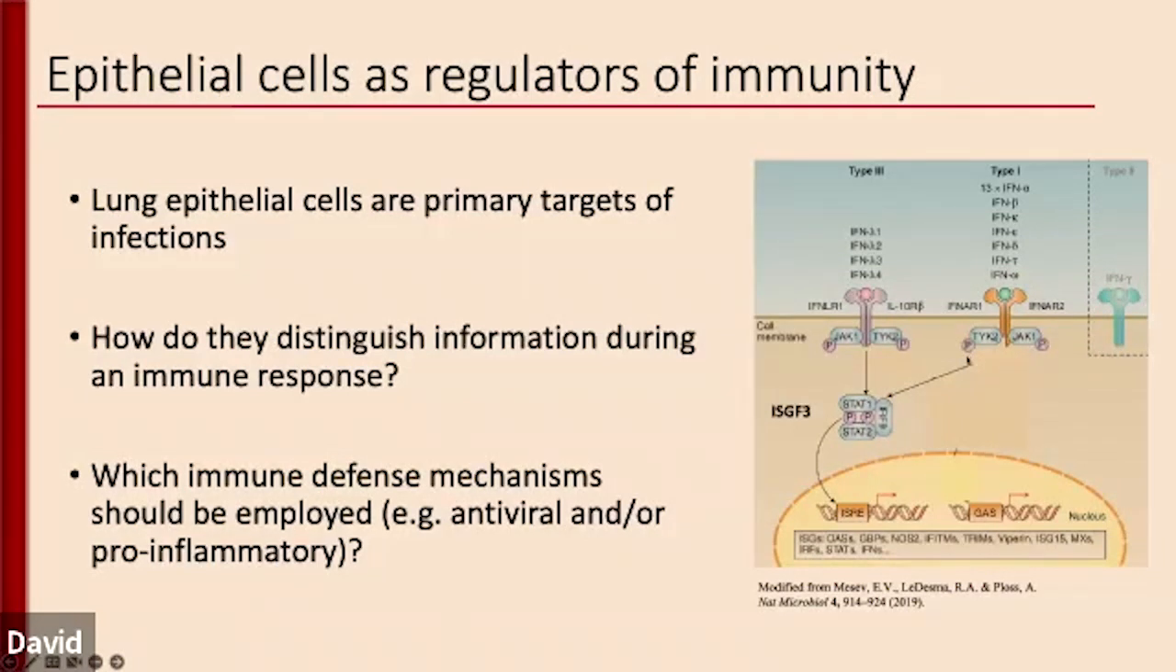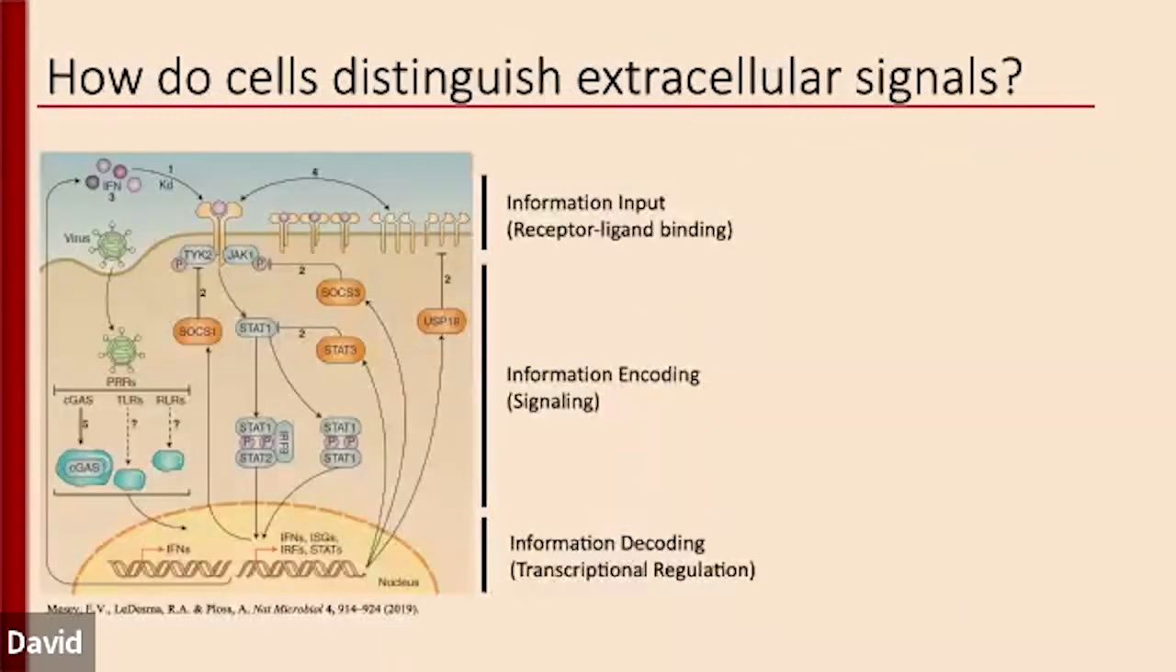As you can see in the cartoon, I'm interested in the interferons. You can see there's a number of interferons that can bind to only 2 receptors. And so again, how do these cells distinguish which interferon is present?